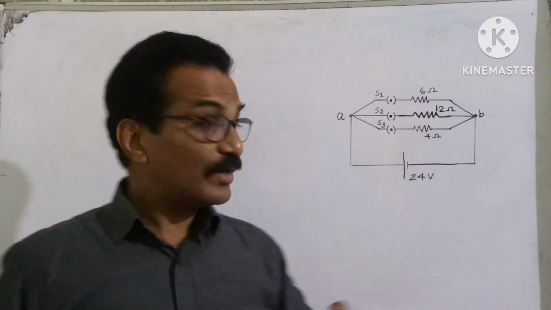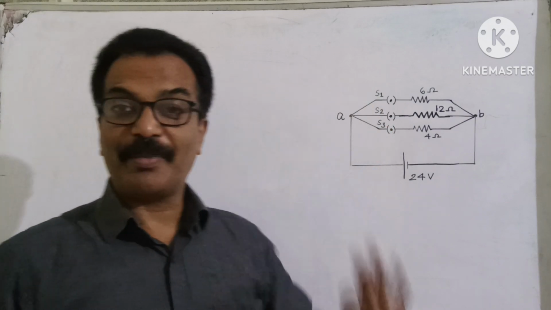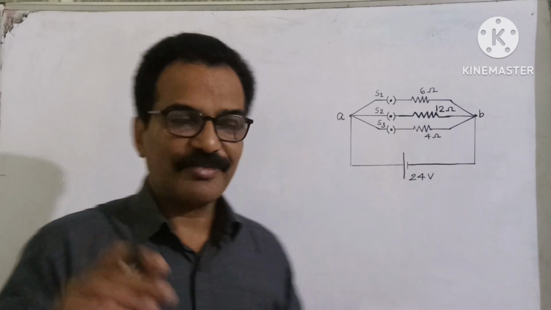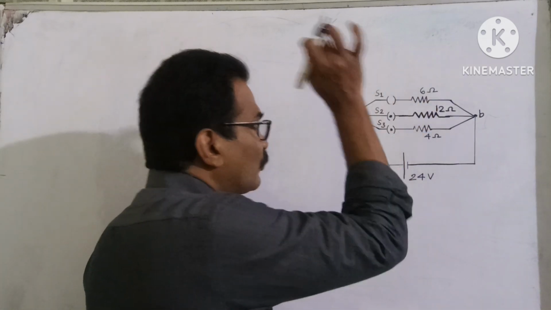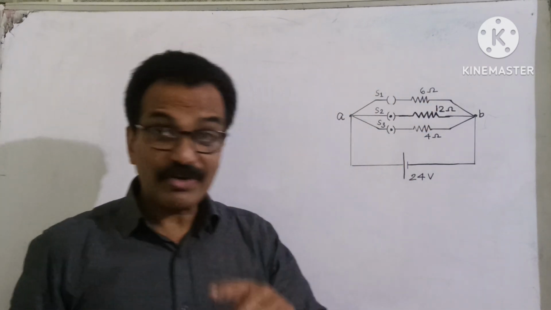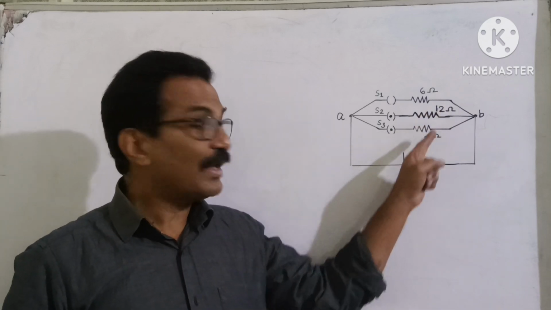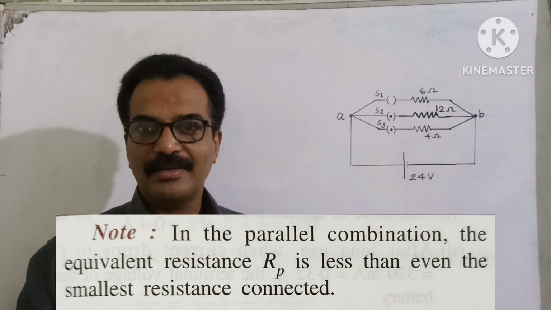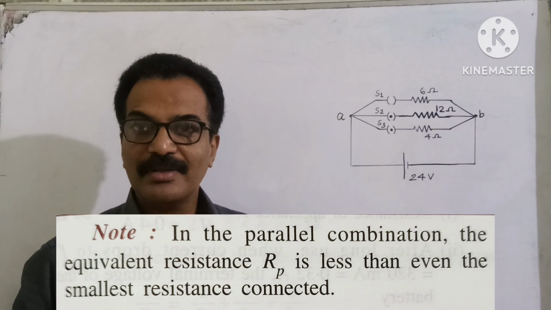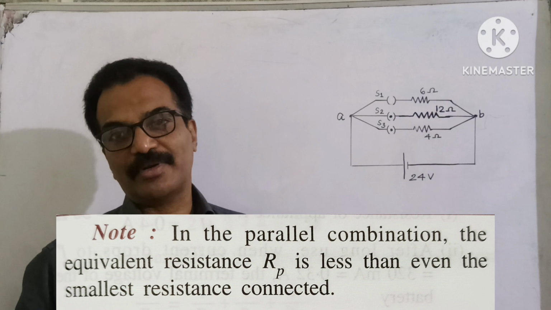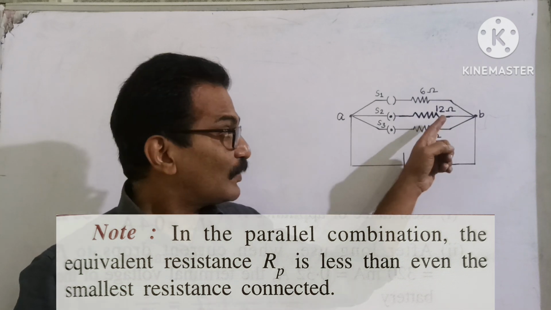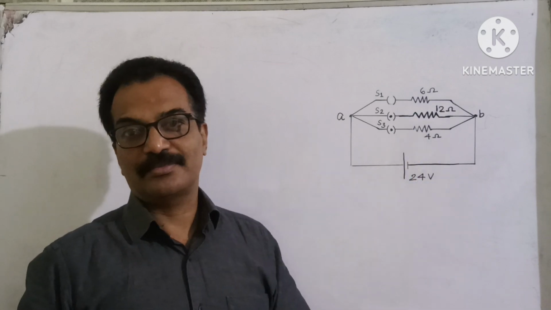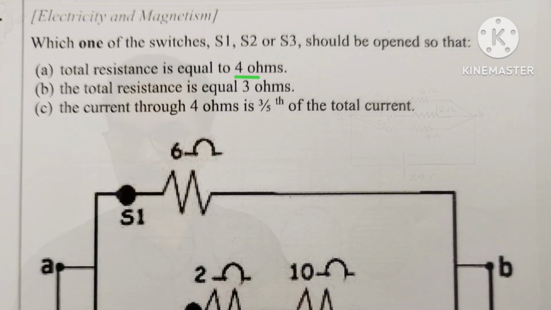Well, now consider switch S1 is open. If switch S1 is open, what will be the total resistance? Listen. Switch S1 is open, two resistors will be there in the circuit. This 12 ohm and this 4 ohm. And you know that if resistors are connected in parallel, the total resistance will be less than the least individual resistance. That means the total resistance of this 12 ohm and 4 ohm is less than 4 ohm. So that cannot be the answer. We need a 4 ohm.